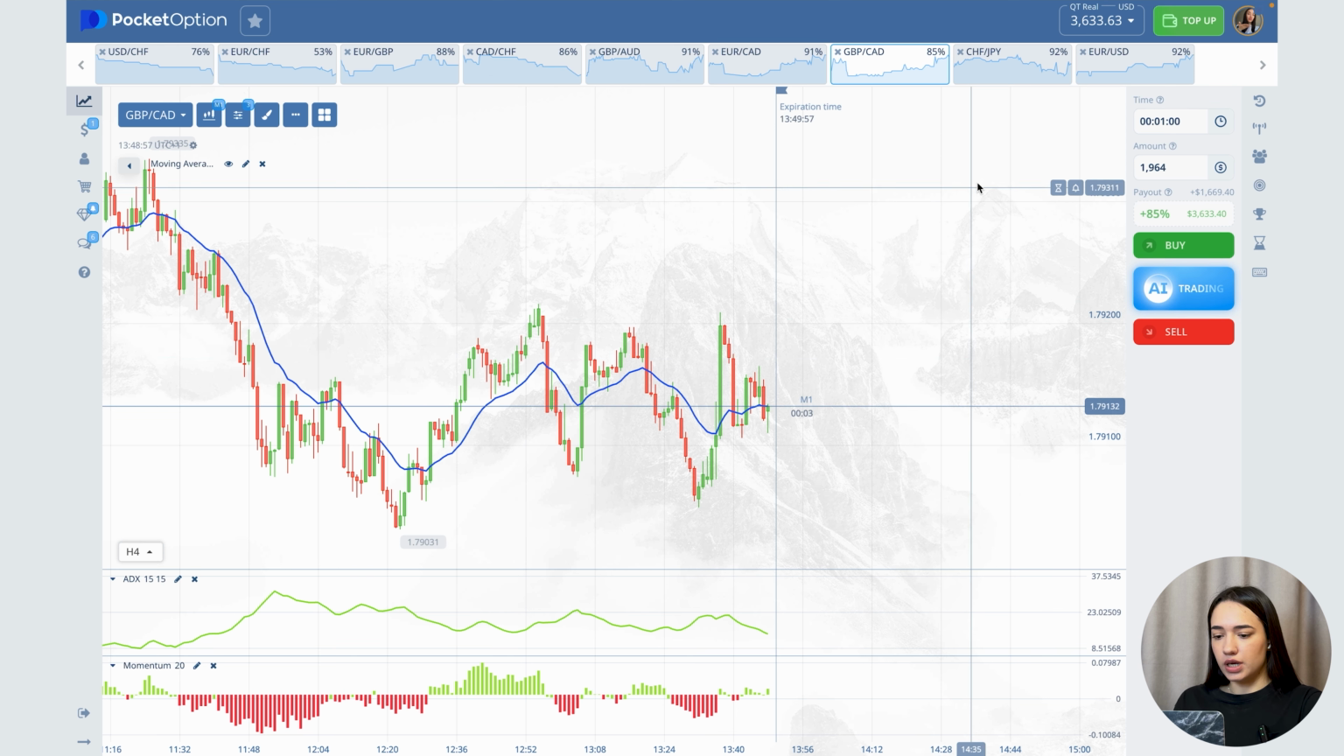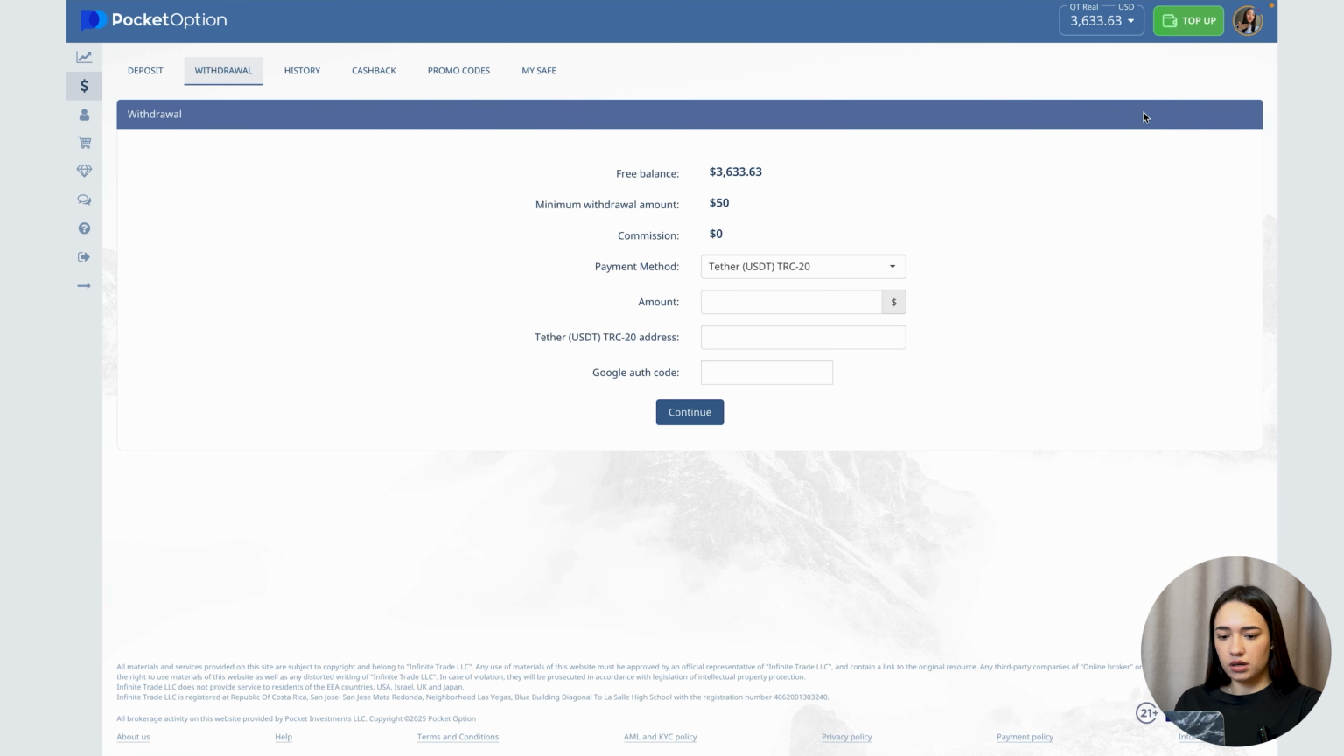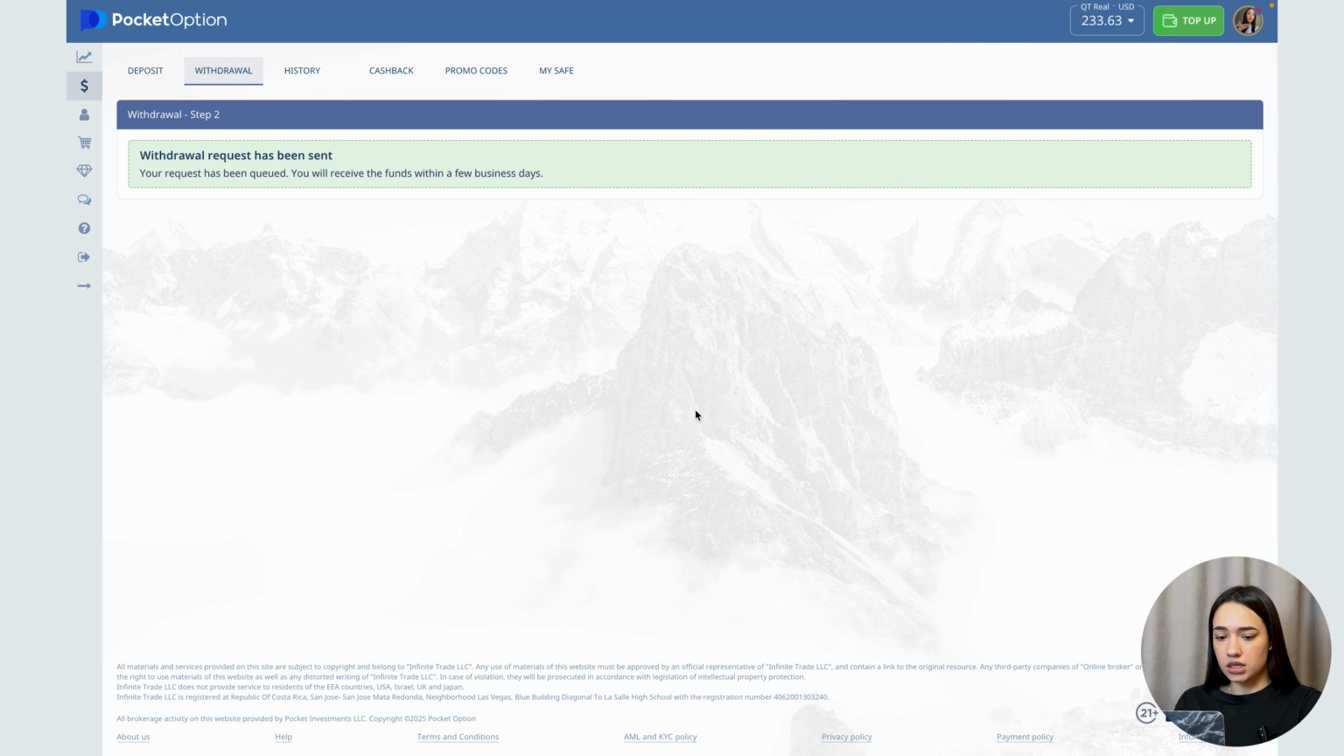So let's go to the withdrawal tab, and we're going to withdraw to Tesla, using the T30C20, and let's withdraw $3,400. Insert the address of the wallet, and you need to enter the confirmation code of the Google Authenticator. Then press continue, and the operation is successfully performed, guys.